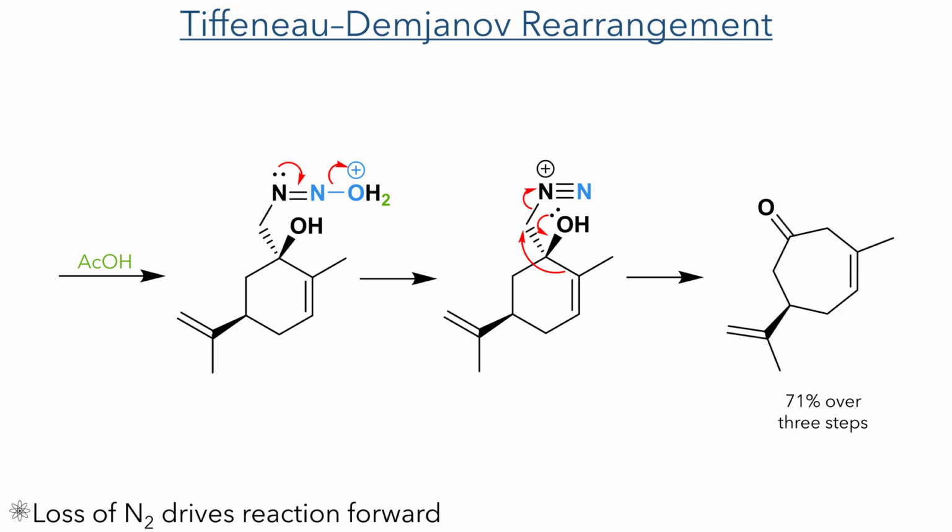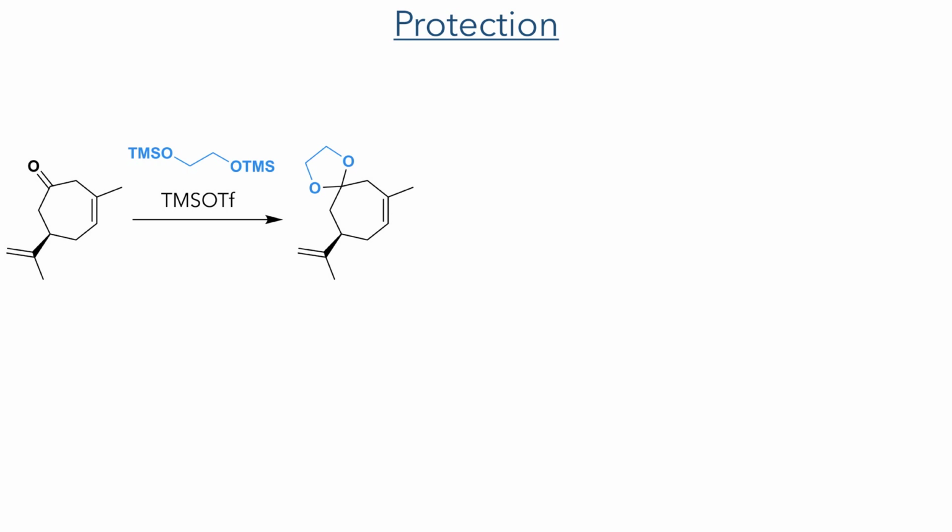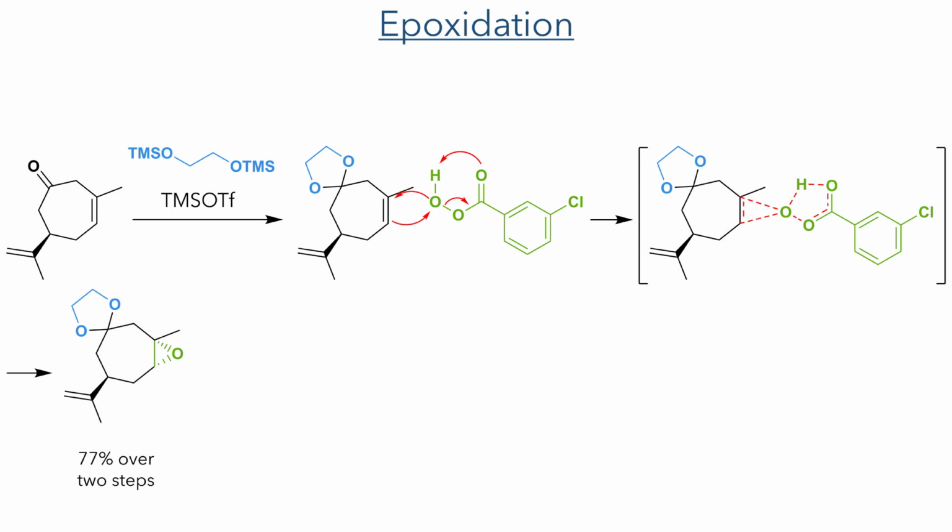yield over 3 steps. The ketone formed by this reaction was then protected as an acetal using bis-TMS ethane and was taken forward without purification to an epoxidation reaction using mCPBA. This reaction, also known as the Prilezhaev reaction, involves the concerted addition of a peroxide to an alkene to form a bicyclic transition state where the forming epoxide is stabilized by the hydrogen bond between the terminal oxygen and the carbonyl oxygen. This produced the epoxide in a 77% yield over 2 steps.